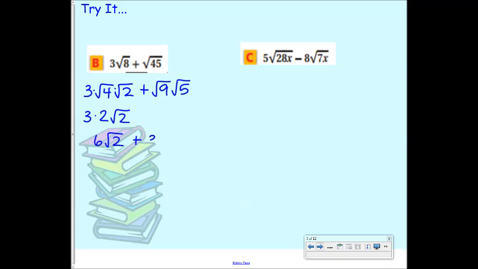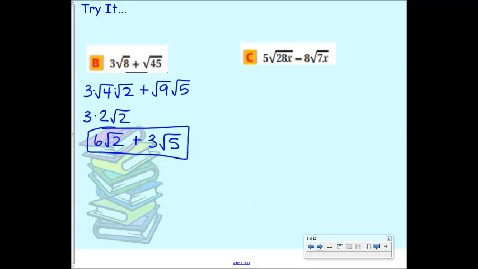3 root 5. Are those like terms? No. So can I add them? No. Do you have to do this part? Yeah. Why? Because you have to check and see, because you might not be able to look at it and see that those are not like terms.